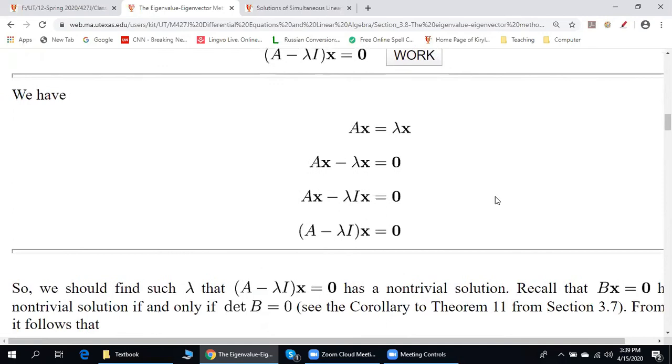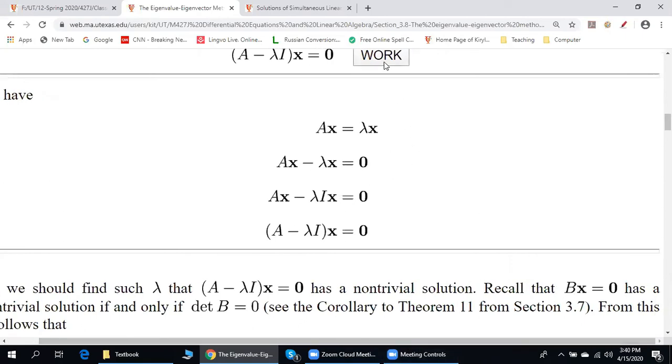Here's what we do next. Let us denote A minus lambda I, and remember A minus lambda I is a matrix. Let us denote A minus lambda I by, say, B. If we denote A minus lambda I by B, we will get this.